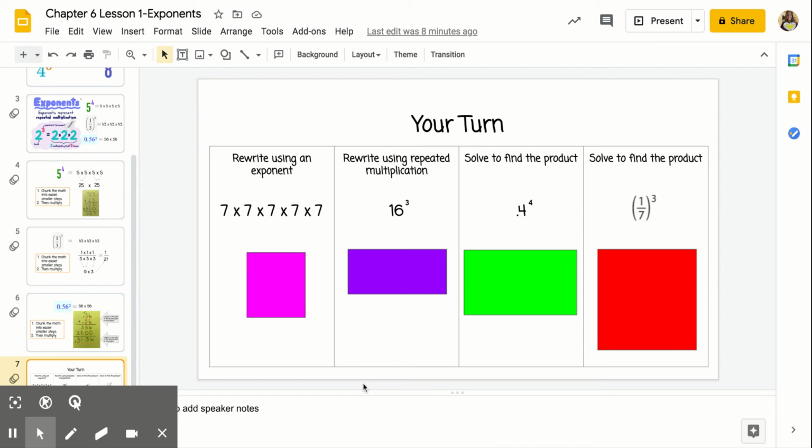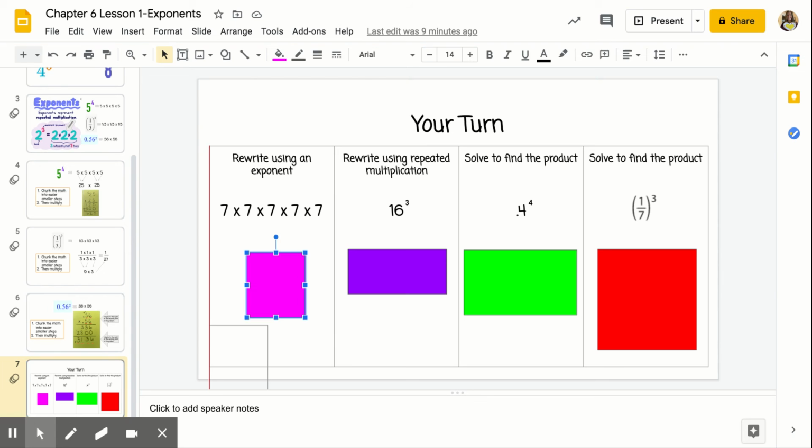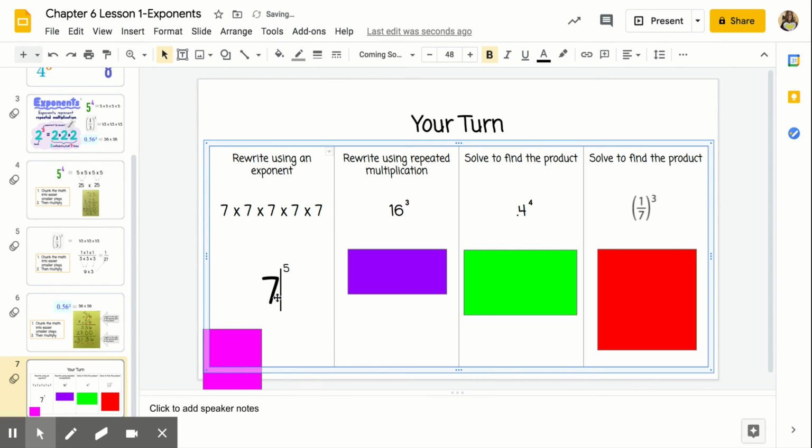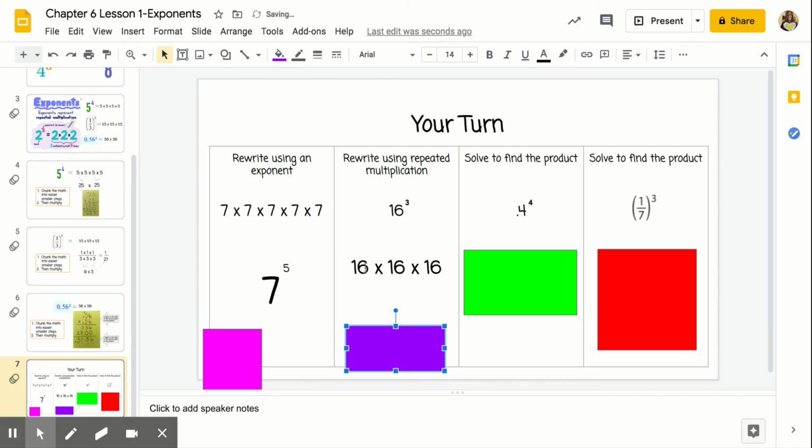Okay, good work. I had to take us out of present mode so I can go ahead and move these colored boxes out of your way. So if we were to take this repeated multiplication problem and simply write it as a base number and an exponent, we would write 7 to the fifth power because it's 7 times itself 5 times. That is all you needed to do. For this one, I wanted you to write it as a repeated multiplication expression. And if you were to do that, it would be 16 times 16 times 16 because this exponent tells you you multiply 16 times itself 3 times.